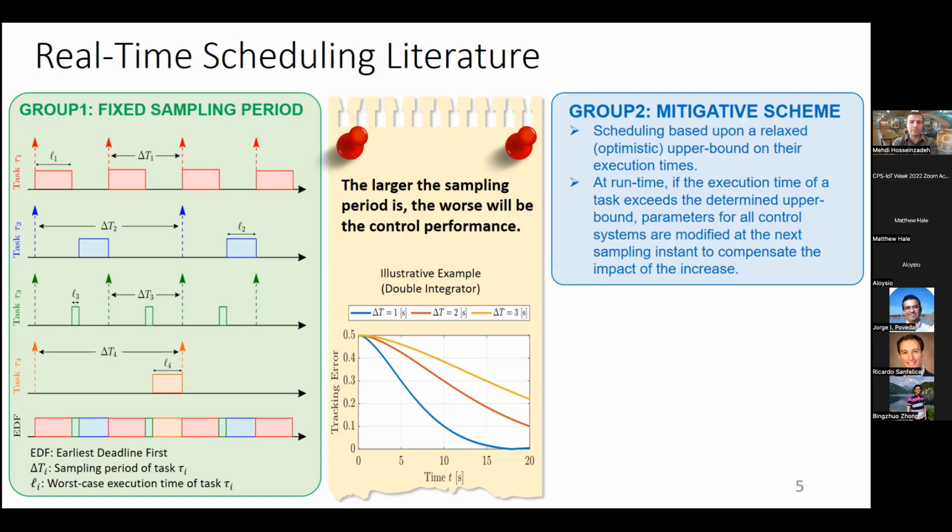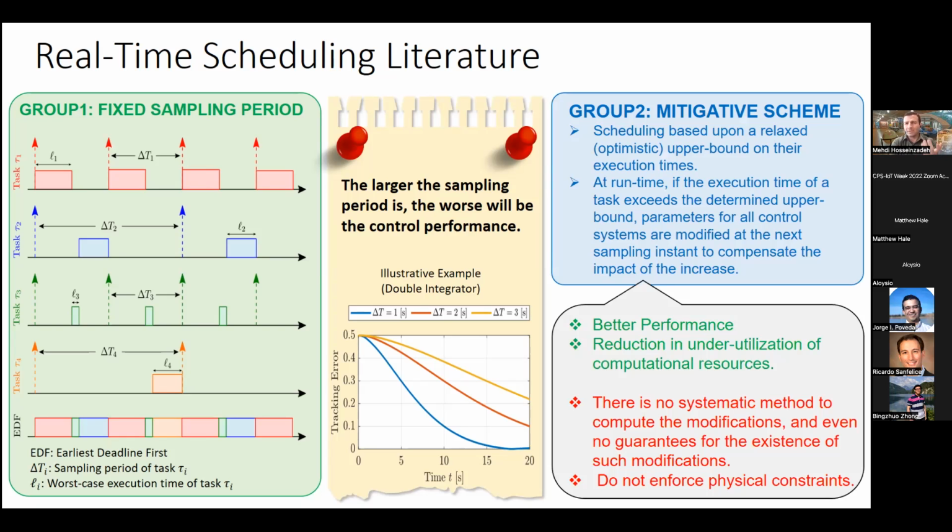But at runtime, if the execution time exceeds this upper bound, we modify the control parameters of all control systems such that they can compensate for the impact of the increase. This group of schemes has been shown to yield better performance and to lead to a reduction in the underutilization of computational resources, but unfortunately there is no systematic method to compute the modifications, and there is not even a guarantee that such modifications exist.